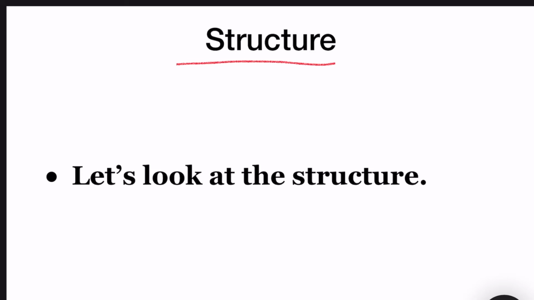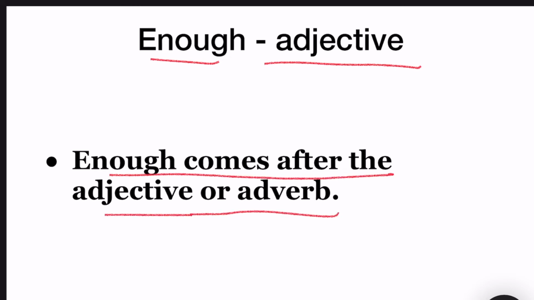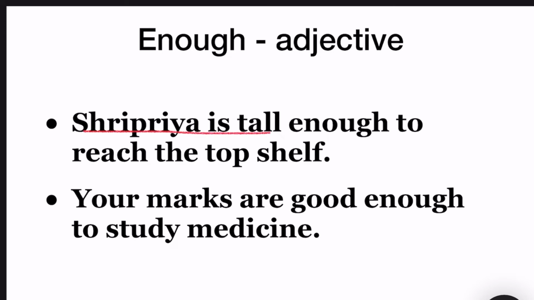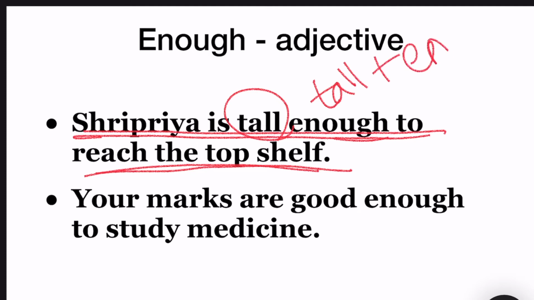Let's look at the structure. How to use enough with adjective, noun, and verb. First, enough with adjective. Enough comes after the adjective or adverb. You have to use enough after the adjective or adverb. Look at the example. Shri Priya is tall enough to reach the top shelf. Here, tall is an adjective. We have used enough after the adjective tall, that is tall plus enough.